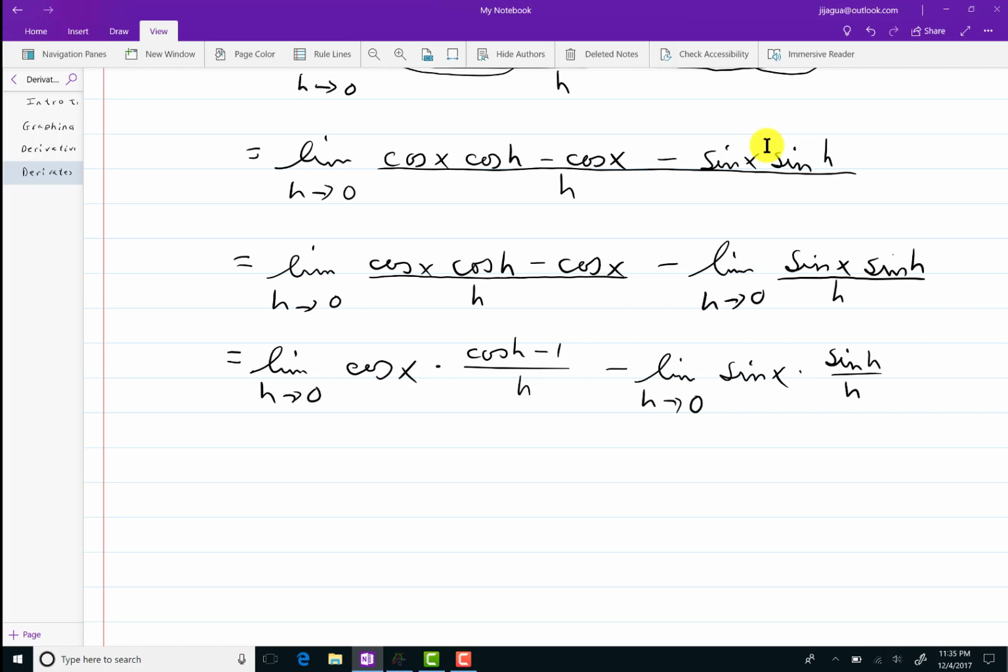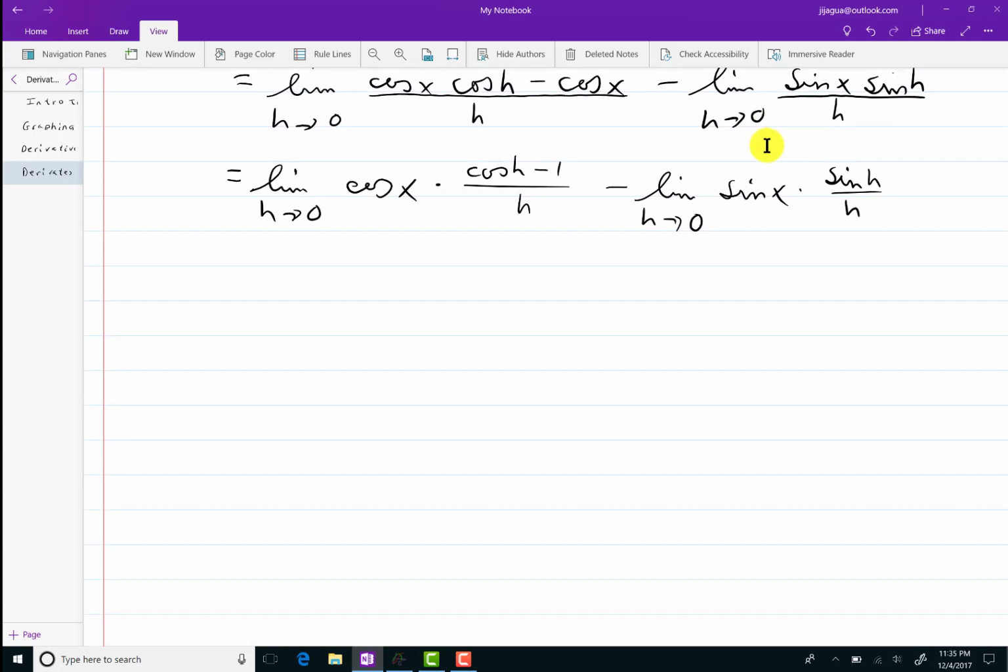Now you can break each of these limits up. The limit as h goes to 0 of cosine of x is still cosine of x, because there was no h in the function itself. The limit treats it like a constant, because as far as the limit's concerned, h is the variable, x is not. The other one, the limit as h goes to 0 of cosine of h minus 1 over h, well, that's 0. I'll copy down my minus sign.